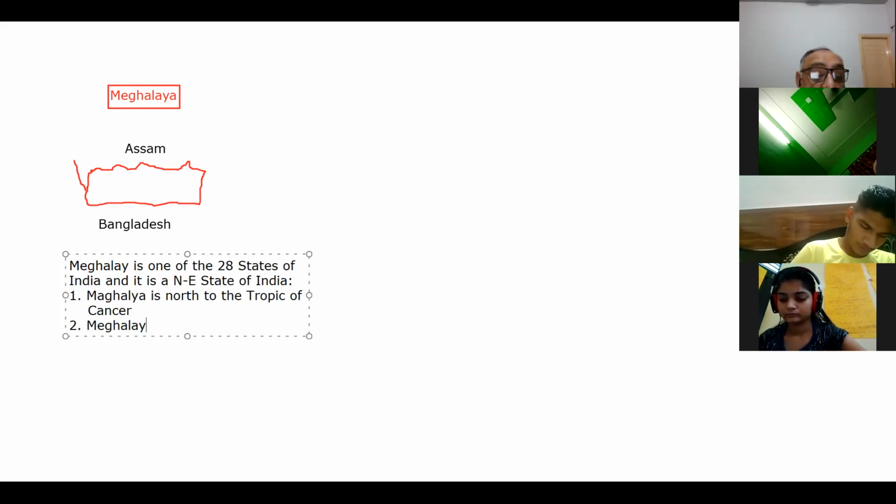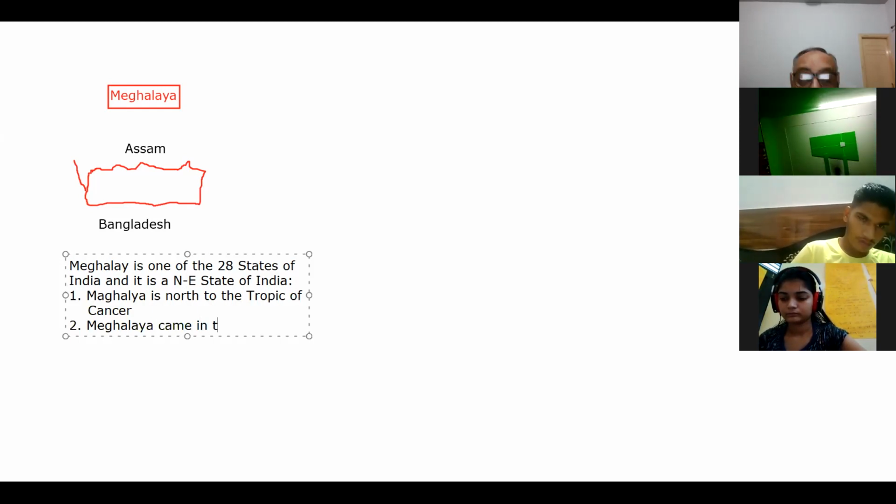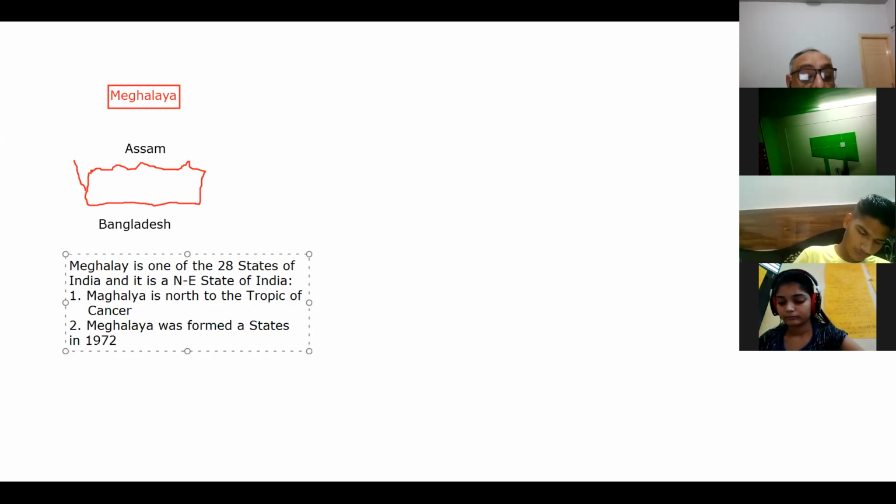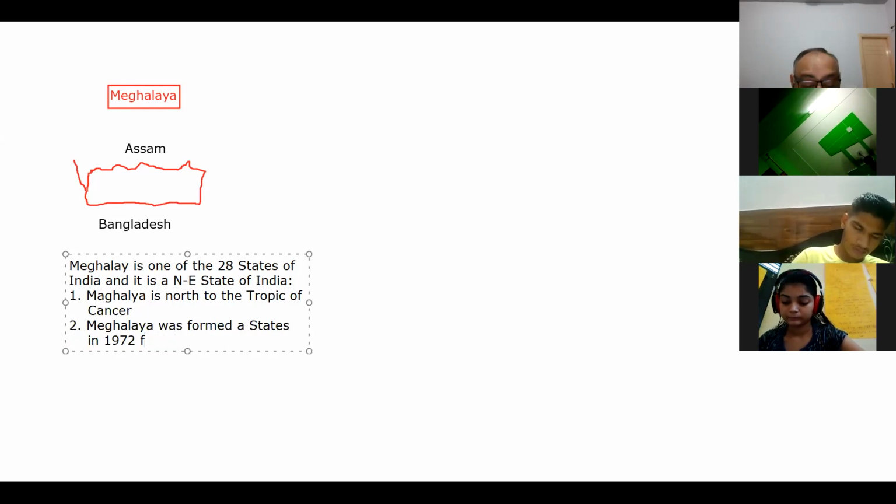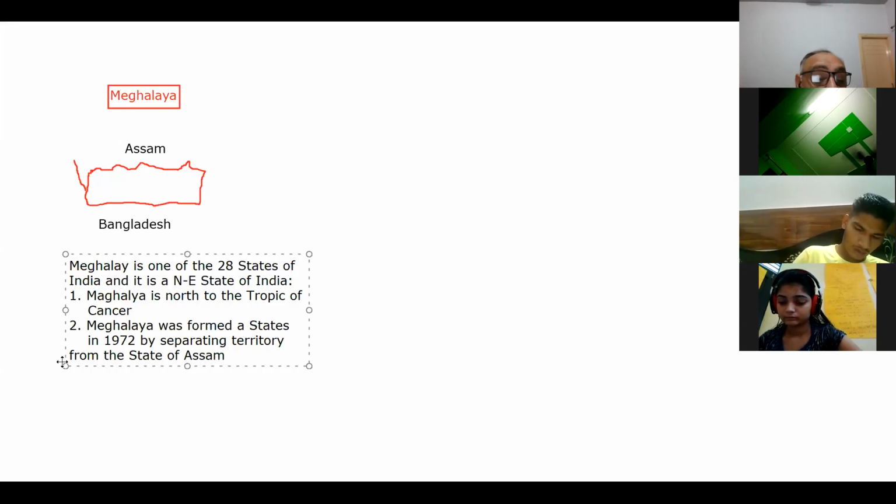Second point is that Meghalaya as a state came into existence in 1972, formed by separating territory from the state of Assam, right?